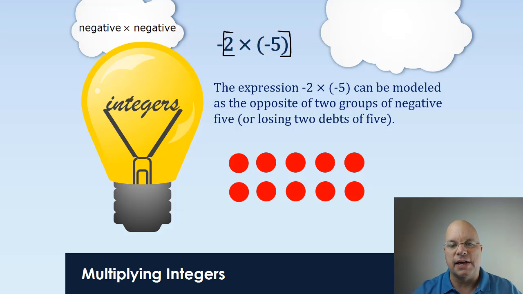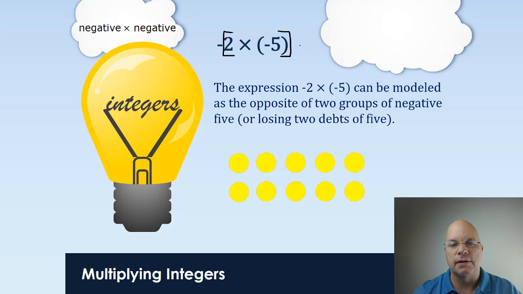But what's the opposite of negative 10? If I flip these over to their opposite, we get positive 10. So negative 2 multiplied by negative 5 is positive 10. A negative multiplied by a negative is a positive. The opposite of 2 groups of negative 5 would be the opposite of negative 10. It would be positive 10.